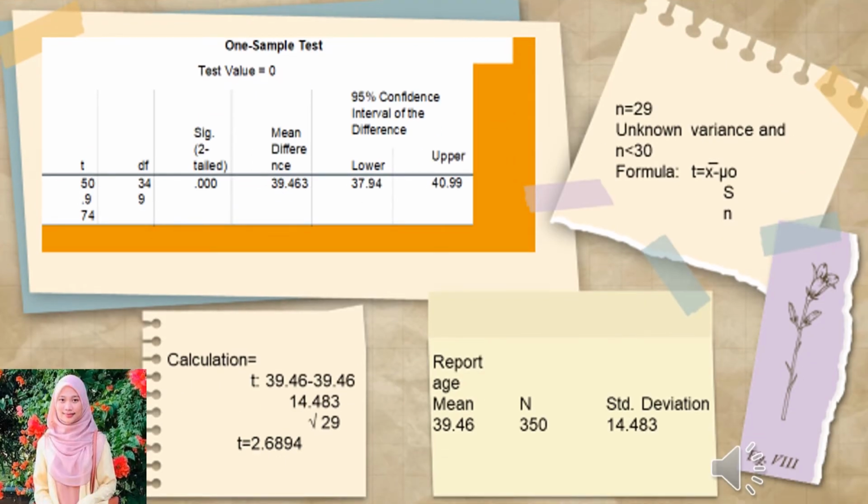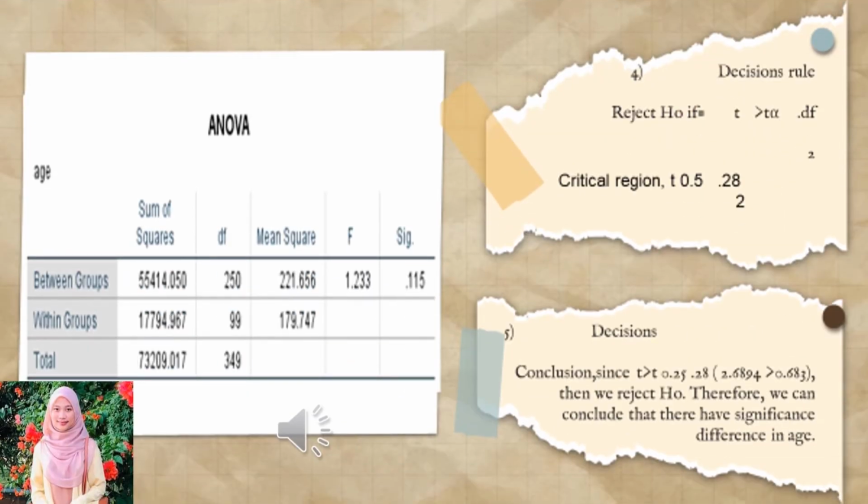And third is the calculation. The result is t equal to 2.6894. Here is the ANOVA table, we can see the calculation and the result of the ANOVA. And number 4 is the decision rule. Reject H0 if t is bigger than t alpha. Number 5 is the decision and conclusion, since t is bigger than t alpha.